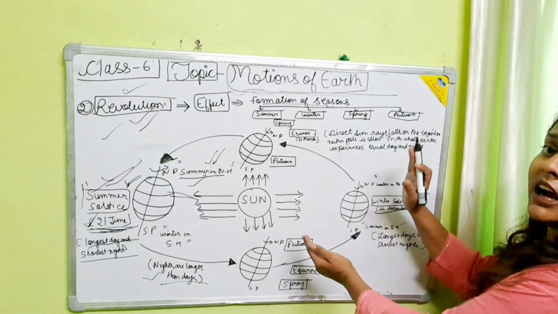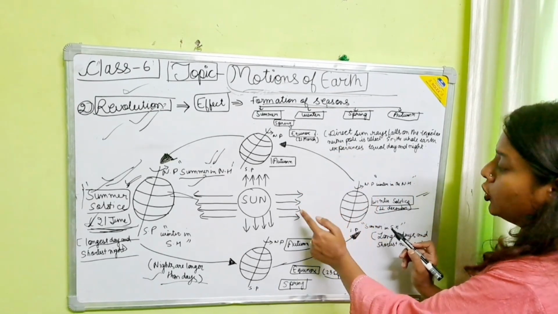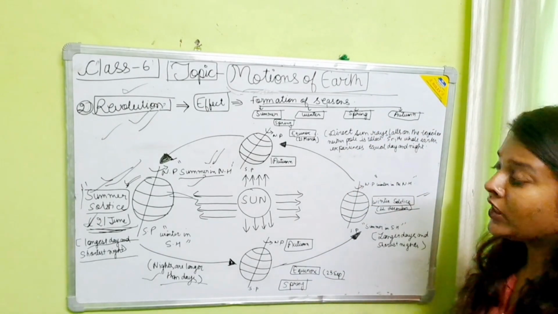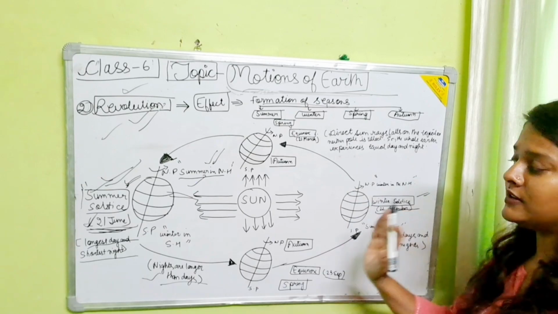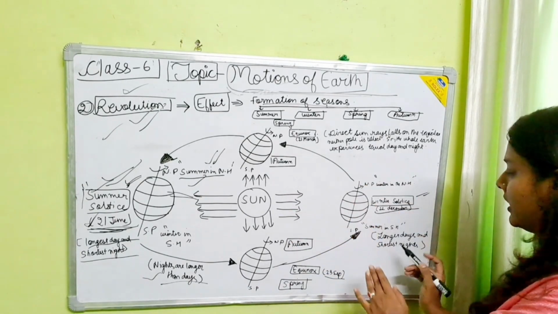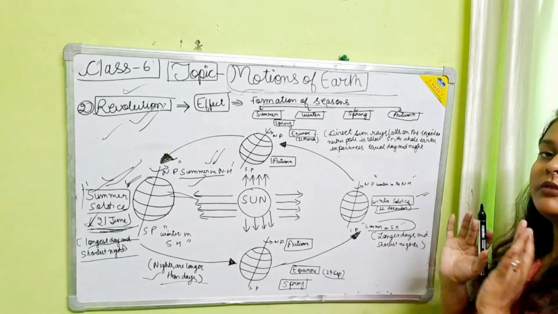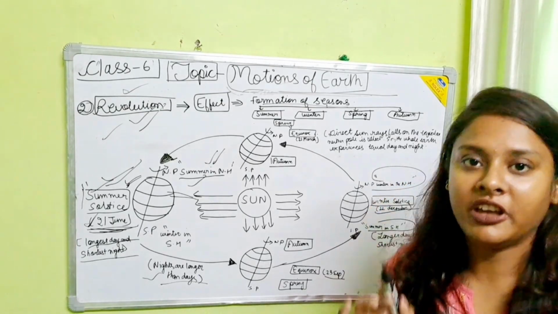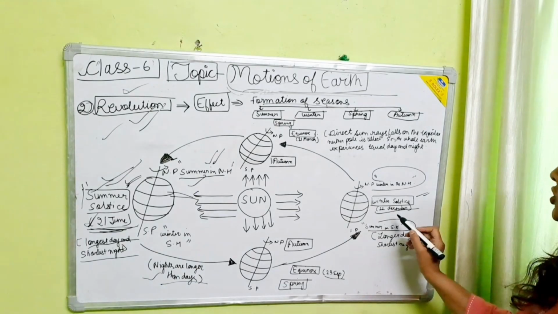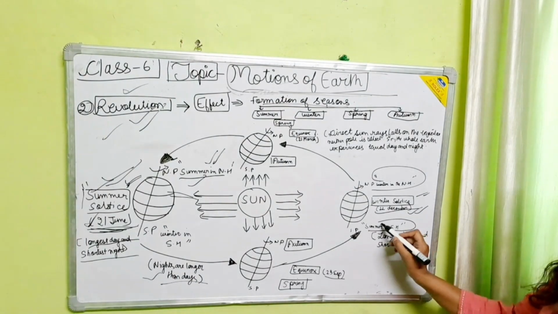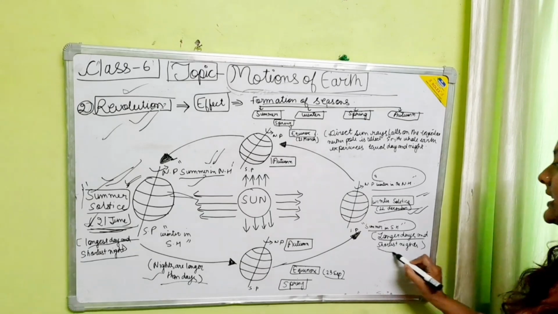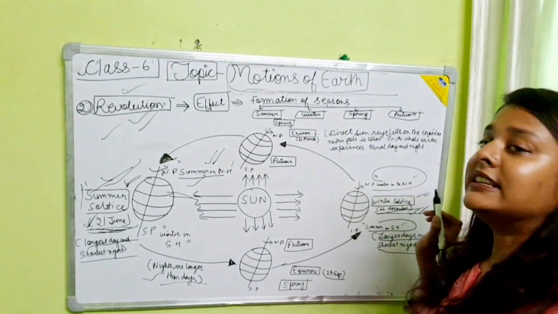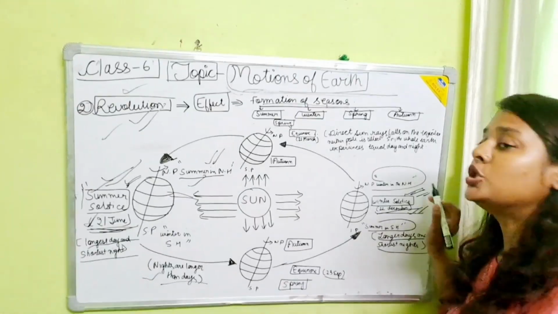Now, we see the Earth is tilted towards the southern pole, and the southern pole is receiving more sunlight. That is, the Tropic of Capricorn receives more sunlight, so there is summer in the southern hemisphere and winter in the northern hemisphere. And on 22nd December, in the southern hemisphere, there are longer days and the shortest night, and this condition of Earth on 22nd December is regarded as the winter solstice.